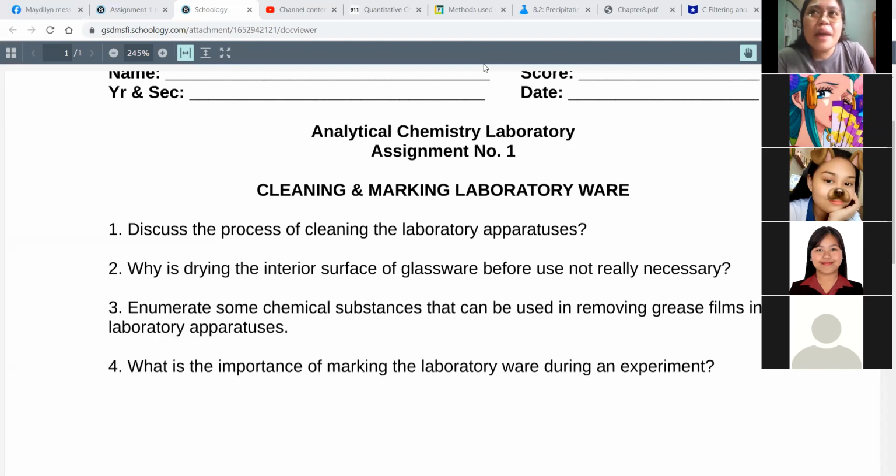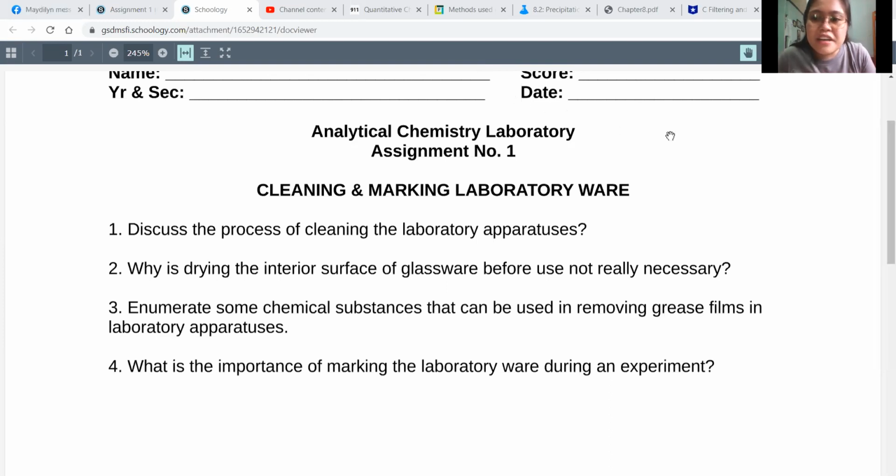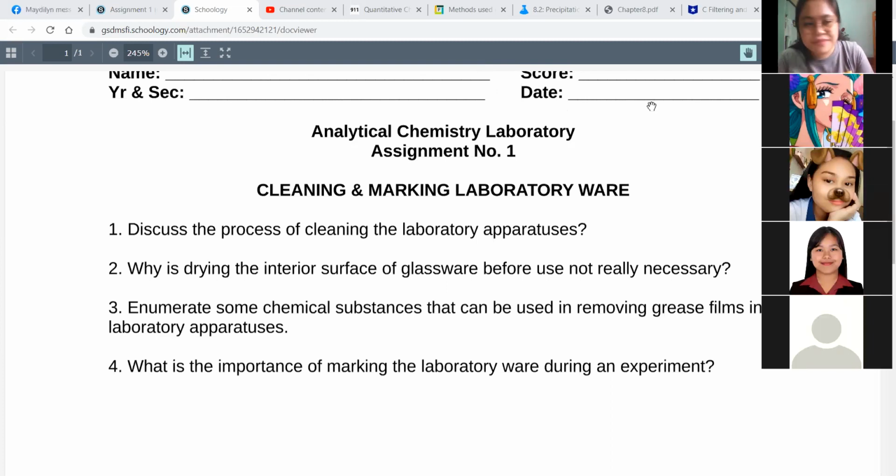At the same time, before using, you can wash the interior surface or the insides with the same solution that you are going to use sa experiment. So, ana siya. Next, enumerate some chemical substances that can be used in removing grease films in laboratory apparatuses. These are basics in the laboratory. I just want to know kung ginabuhat ninyo siya.